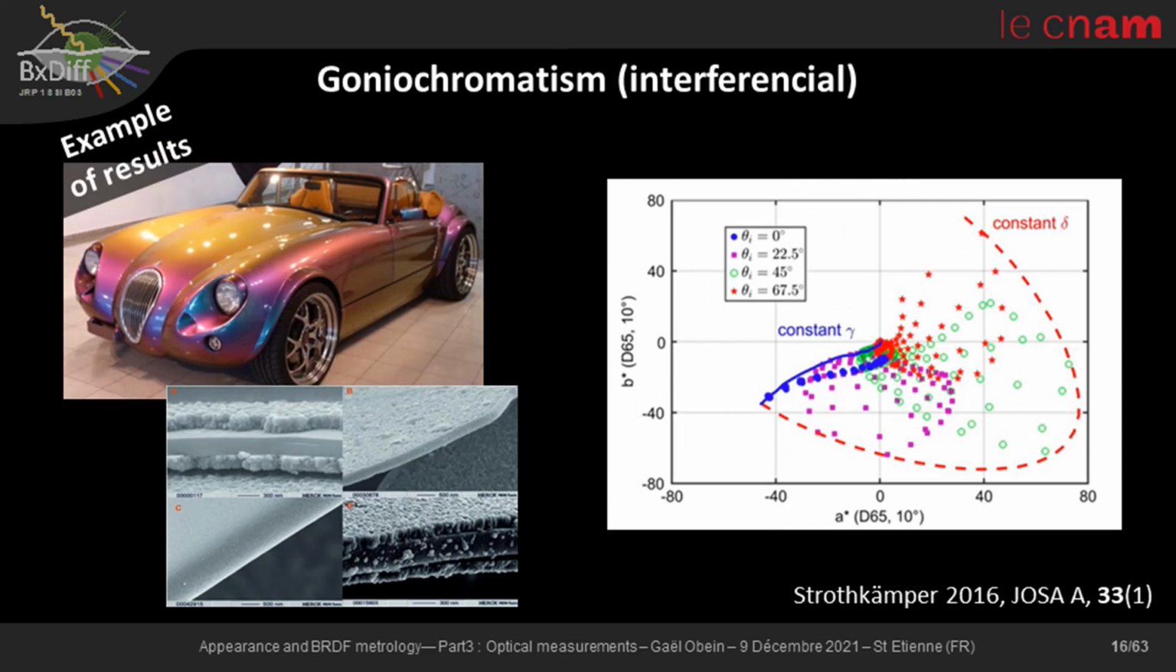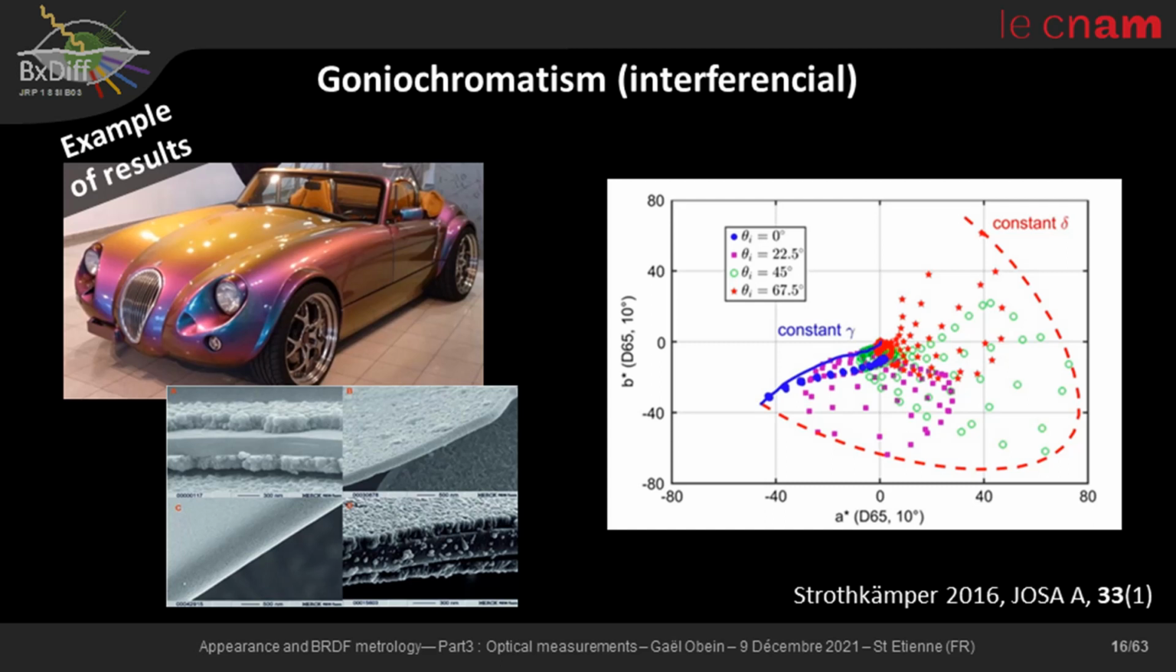You can do the same thing for goniochromatism. You can measure according to the direction. So I will show you now a lot of results like this. Here you have the azimuthal angle. Here it's the direction. I'm not sure, in fact. Is it the angle?